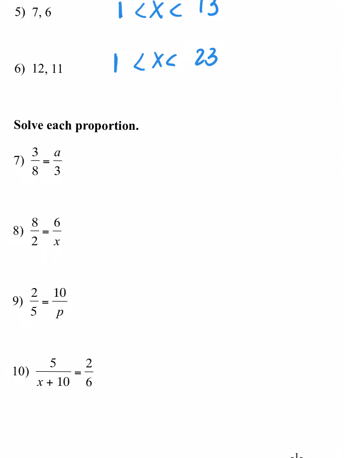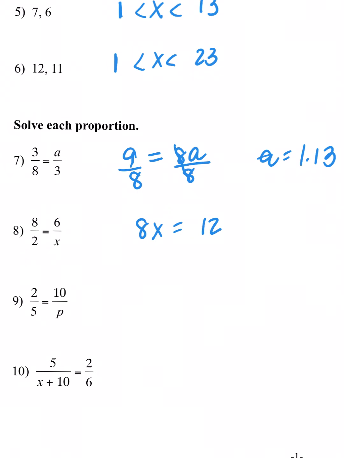This section is just mainly cross multiplication. So you have that 3 times 3 is 9 equals 8a, and then you divide by 8, and a equals 1.13. You can round to one place or two places, and I'll be fine. Because 9 divided by 8 is 1.13. Now we have 8x equals 12. And when you divide both sides by 8, you get x equals 1.5.